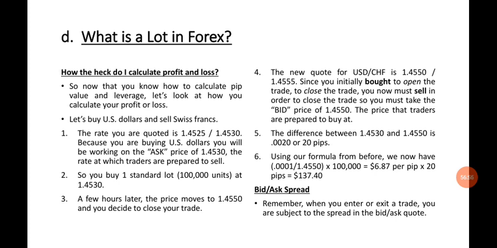Using our formula from before, we now have 0.001 divided by 1.4550 times 100,000 units, which now equals $6.87 per pip. Then times 20 pips, which you have, to now give you $135.40 as your profit.